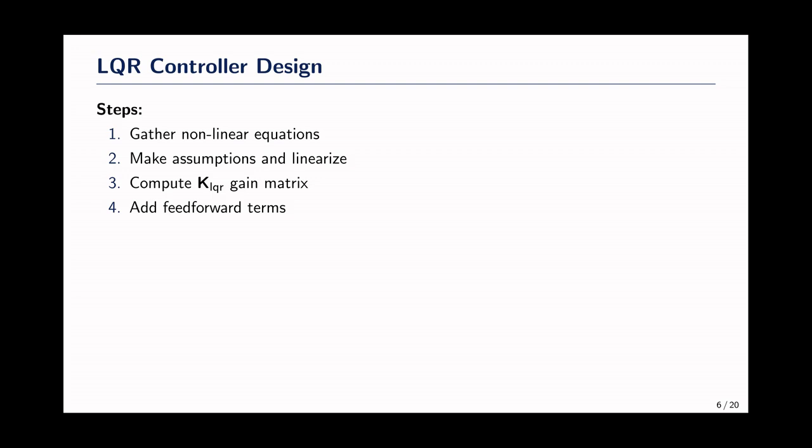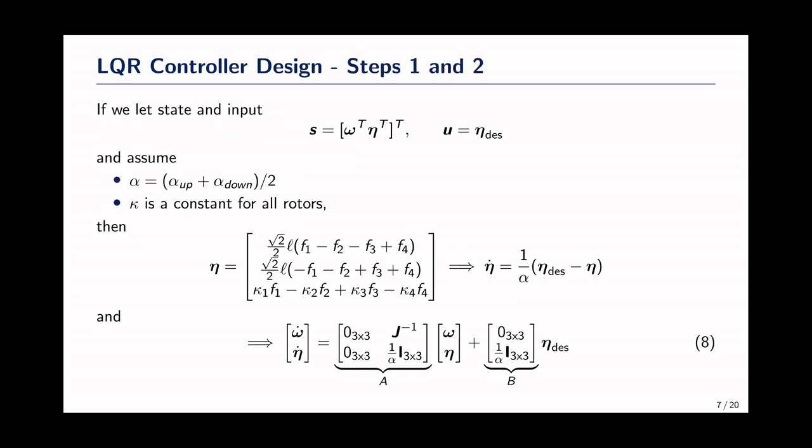So steps, we're going to first gather nonlinear equations. We're going to make some assumptions in order to linearize the system. Then we're going to compute our K-gain matrix and make some interesting observations. And then we're going to add some feed-forward terms so that our controller has some nice properties associated with it. So we're going to define our state, S, as omega and eta, which are body rates and our body torques. We're going to define our input as our desired body torques.